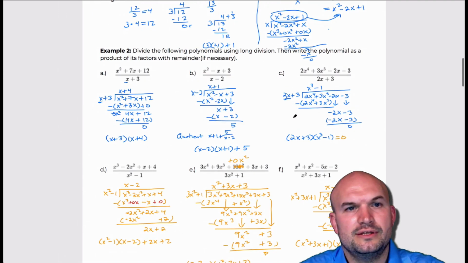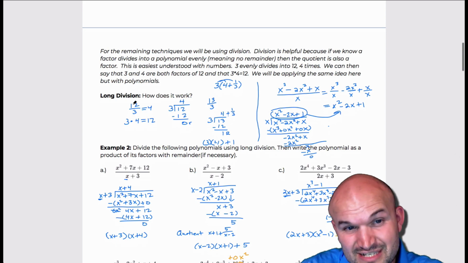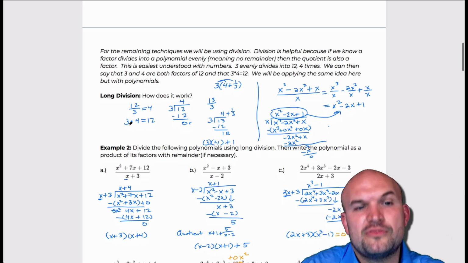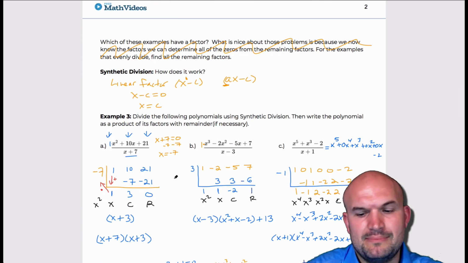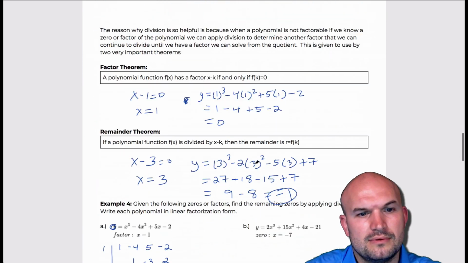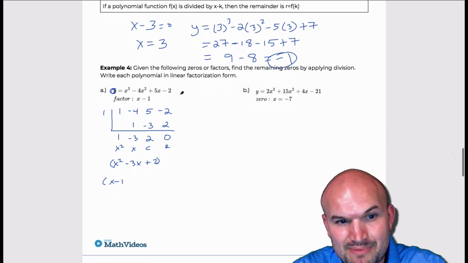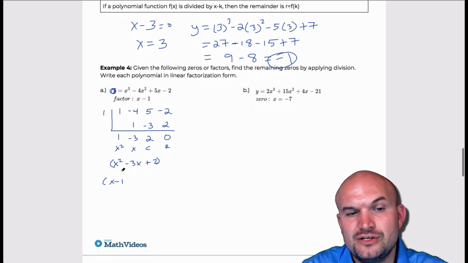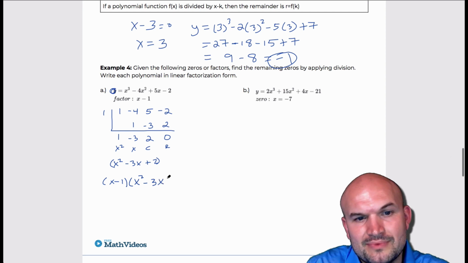if I know that 3 divides into 12 4 times, then I know that 3 times 4 equals 12. So I know in this case that x minus 1 divides into this polynomial. So therefore, I can rewrite this polynomial as x minus 1 times x squared minus 3x plus 2.